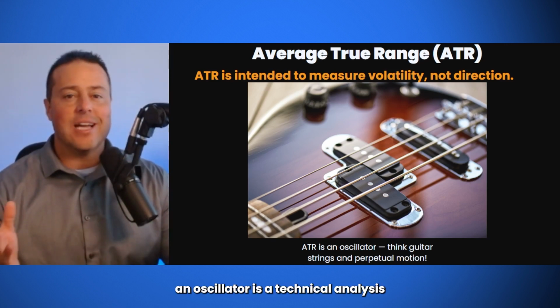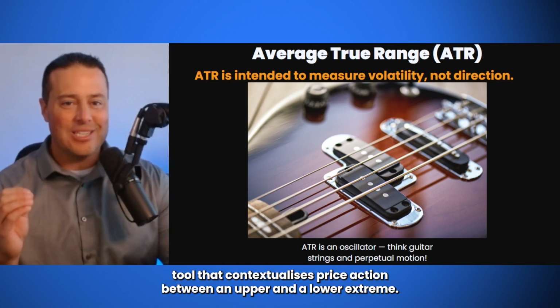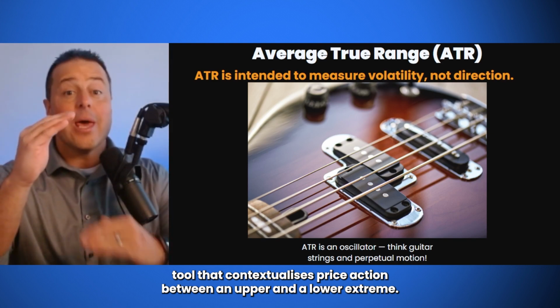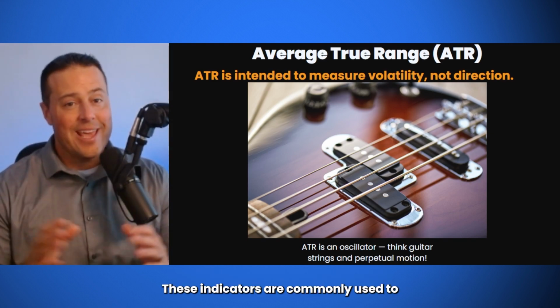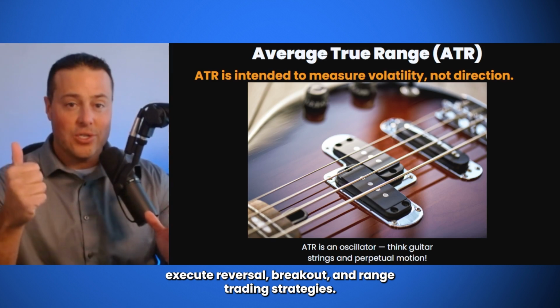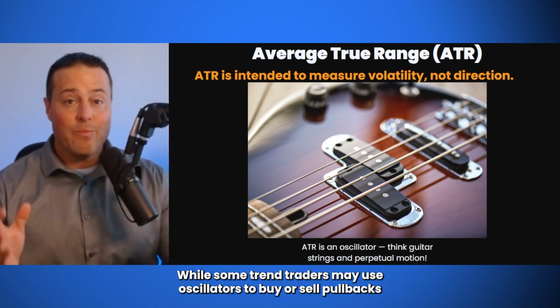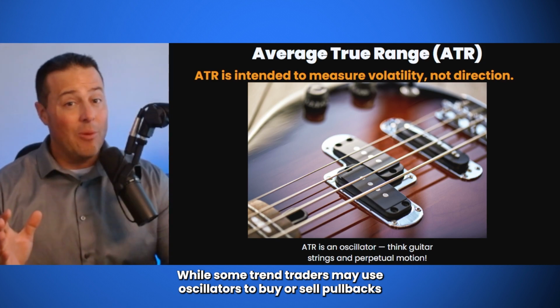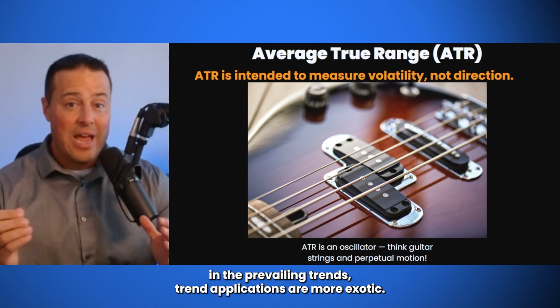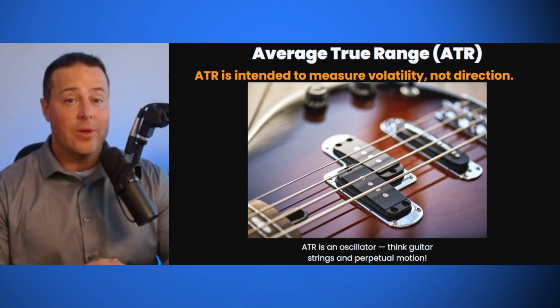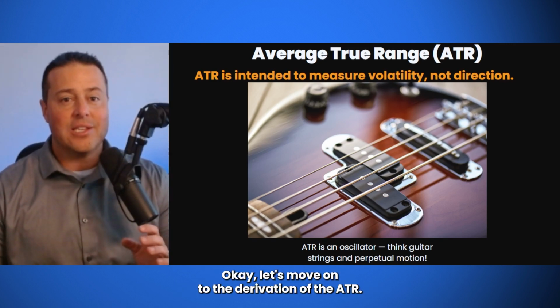An oscillator is a technical analysis tool that contextualizes price action between an upper and a lower extreme. These indicators are commonly used to execute reversal, breakout, and range trading strategies. While some trend traders may use oscillators to buy or sell pullbacks in the prevailing trends, trend applications are more exotic. Okay, let's move on to the derivation of the ATR.